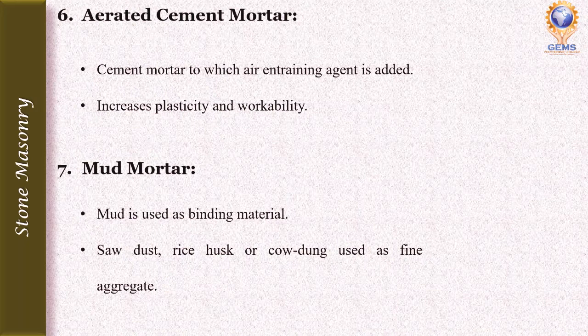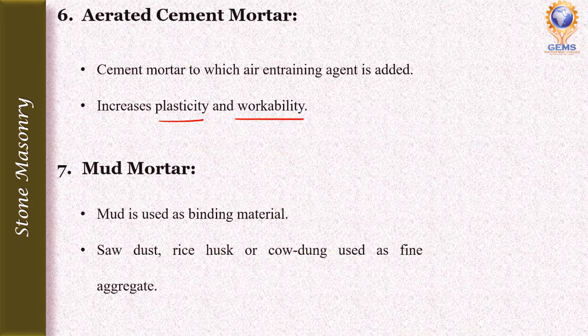Sixth is aerated cement mortar. Basically it is a cement mortar to which an air entraining agent is added. So it is a cement mortar, but we are adding an admixture that is useful for entraining air into it. So we are adding an air entraining agent to the cement mortar. Why? To increase the plasticity and workability.